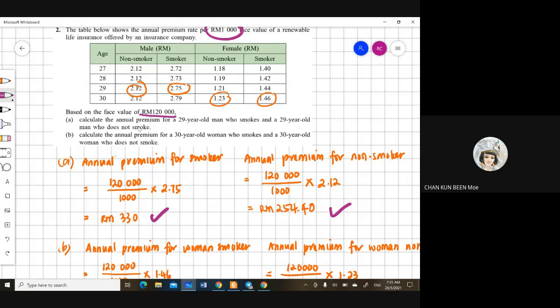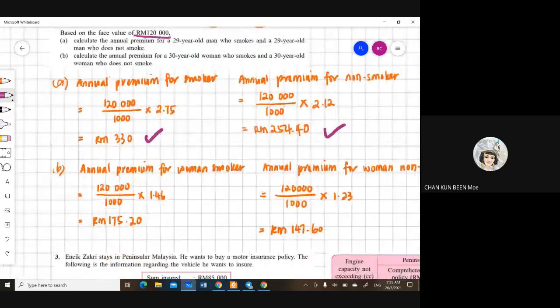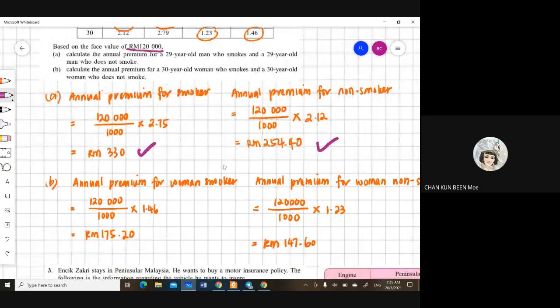Okay, now we continue with question B here. Calculate the annual premium for a 30-year-old woman who smokes and a 30-year-old woman who does not smoke. I've already circled 30 years old, smoker and also non-smoker here. The calculation is the same, everything, just that you need to change the rate. So the smoker over here is 1.46. You follow this. Non-smoker is 1.23. So you have the answer of 175.20. And then this one is 147.6. Okay, that is for question number 2.